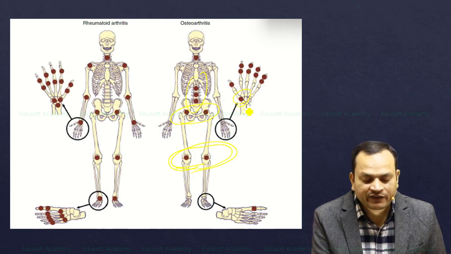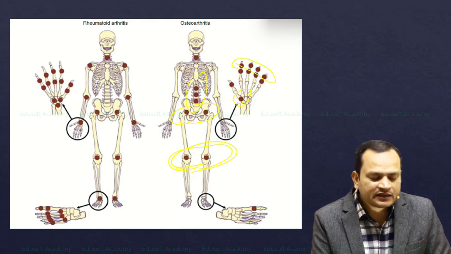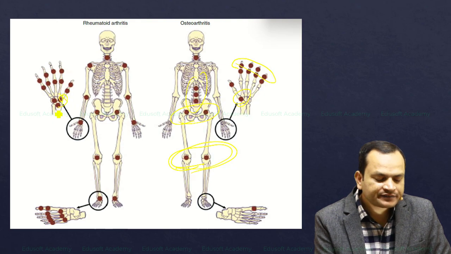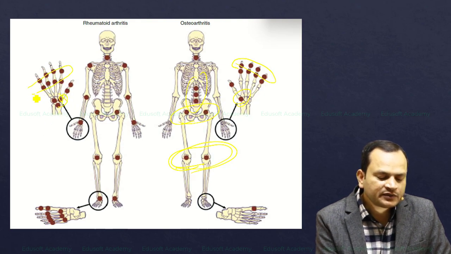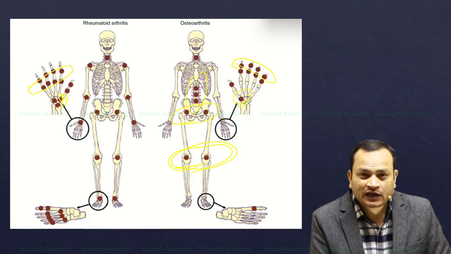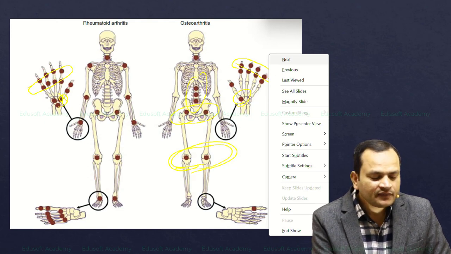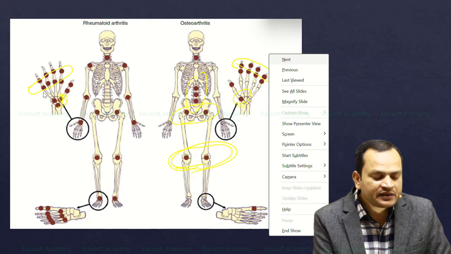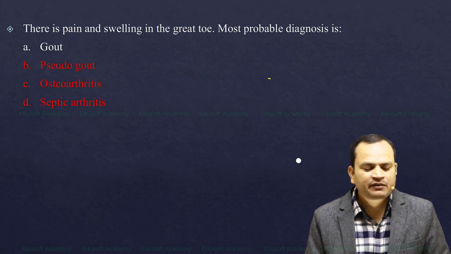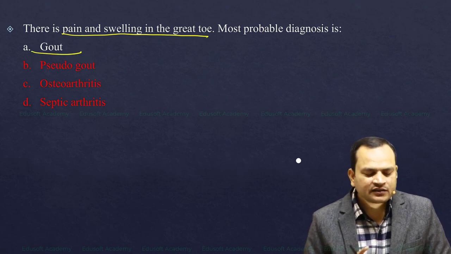The base of the thumb is mostly affected, and then it is usually the DIP, distal interphalangeal joint, that is affected. But in case of rheumatoid arthritis, usually the CMC, carpometacarpal joint, is not affected, while it is mostly the proximal interphalangeal joint and metacarpophalangeal joint which are affected. Take a note, in osteoarthritis, it is the DIP joint which is affected, while in rheumatoid arthritis, it is the PIP and the MCP joint that are affected. So the correct answer for this question, pain and swelling in the great toe, is gout. It can also be pain and swelling in the metatarsophalangeal joint.